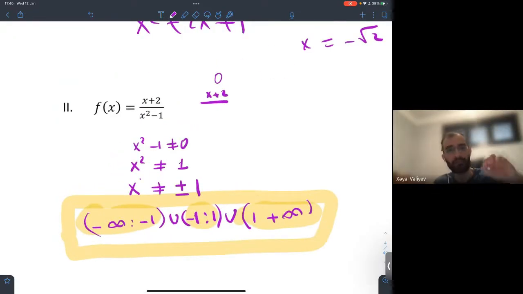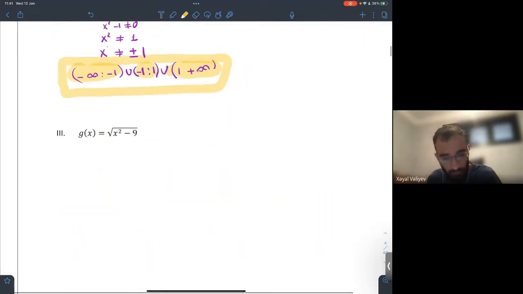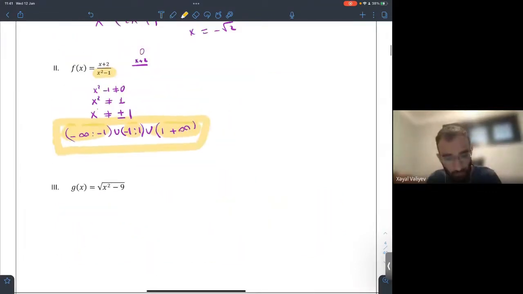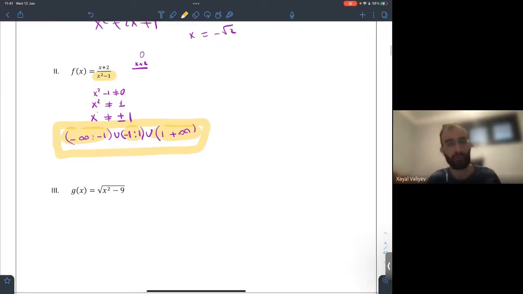rational expressions like x plus 2 divided by x squared minus 1, guys, mainly pay attention to the denominator, because the only problem we can have is whenever the denominator is 0. Pay attention to this part, set it different from 0, and then solve this. And what about radicals, like square root of x squared minus 9? Ophelia, your question?